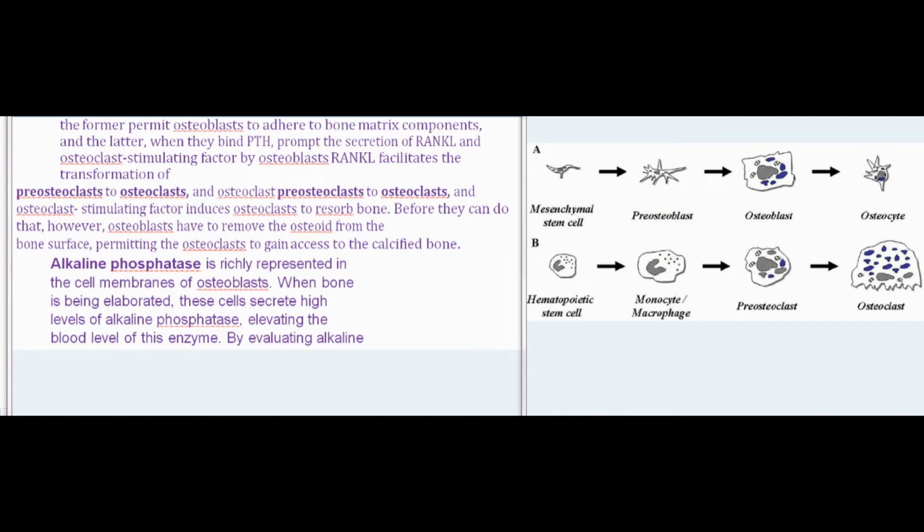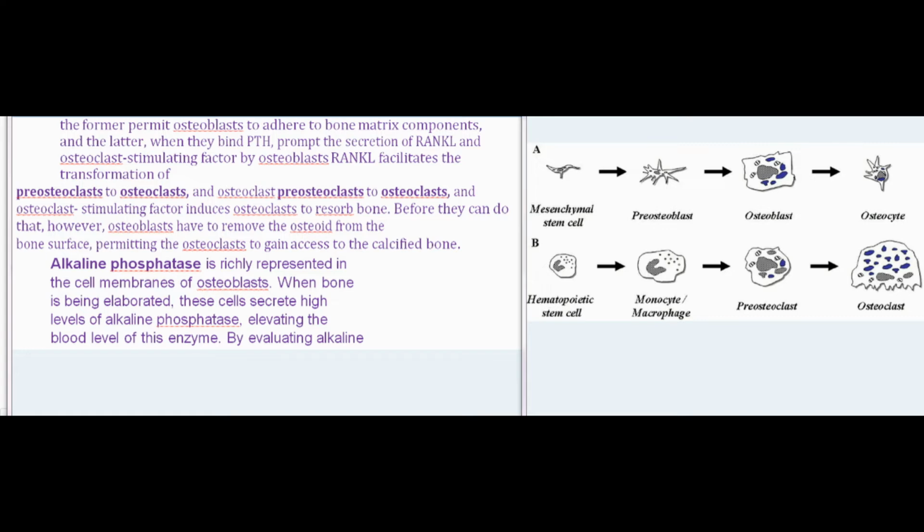resorb bone. Before they can do that, however, osteoblasts have to remove the osteoid from the bone surface, permitting the osteoclasts to gain access to the calcified bone. Alkaline phosphatase is richly represented in the cell membranes of osteoblasts.